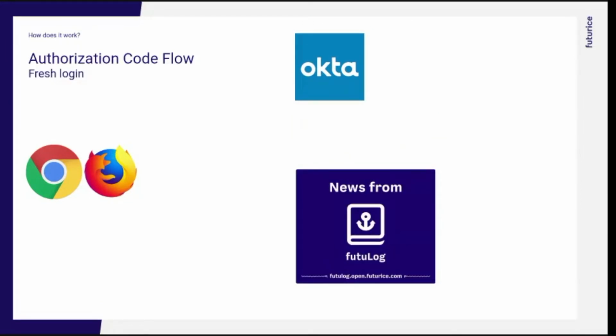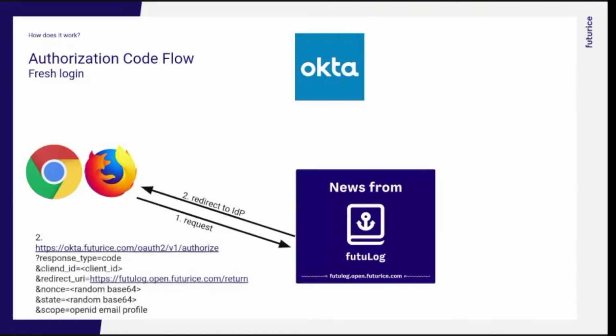Okay, so first, you as a client make just a normal request to futuLog. This is when you have never logged in, so you don't have a login from futuLog. futuLog sees, hey, you're not giving me my authentication data, and sends you a redirect to Okta in this case. And specifically, it sends you something like this. So some endpoint from Okta that is responsible for authorization.